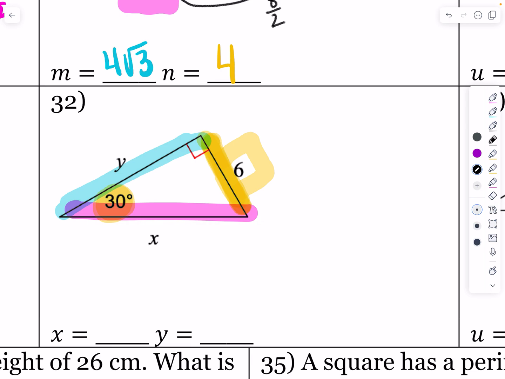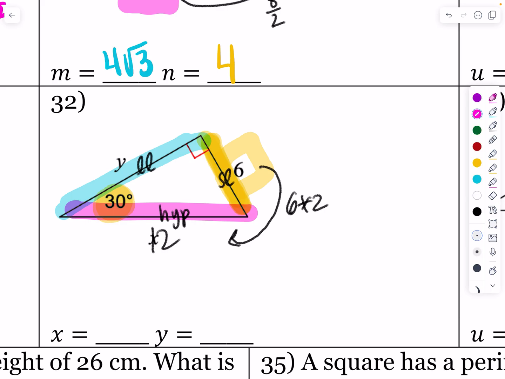So I'm going to label this. This is my short leg, this is my long leg, and this is my hypotenuse. Okay, so we have the 6. So how do we get to the hypotenuse? We double it. 6 times 2 gives me 12 wholes. So my hypotenuse is going to be 12, so x is 12. There's my hypotenuse.